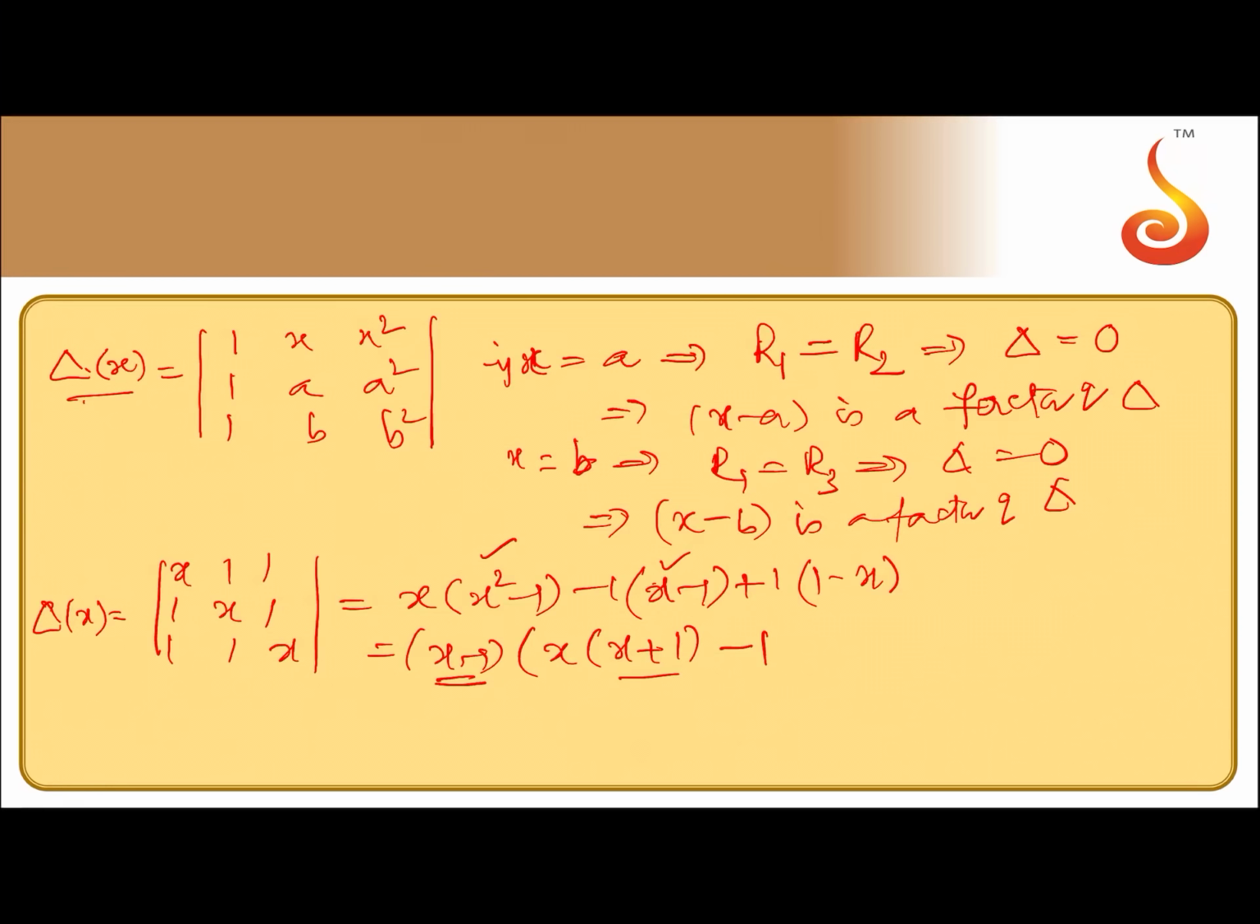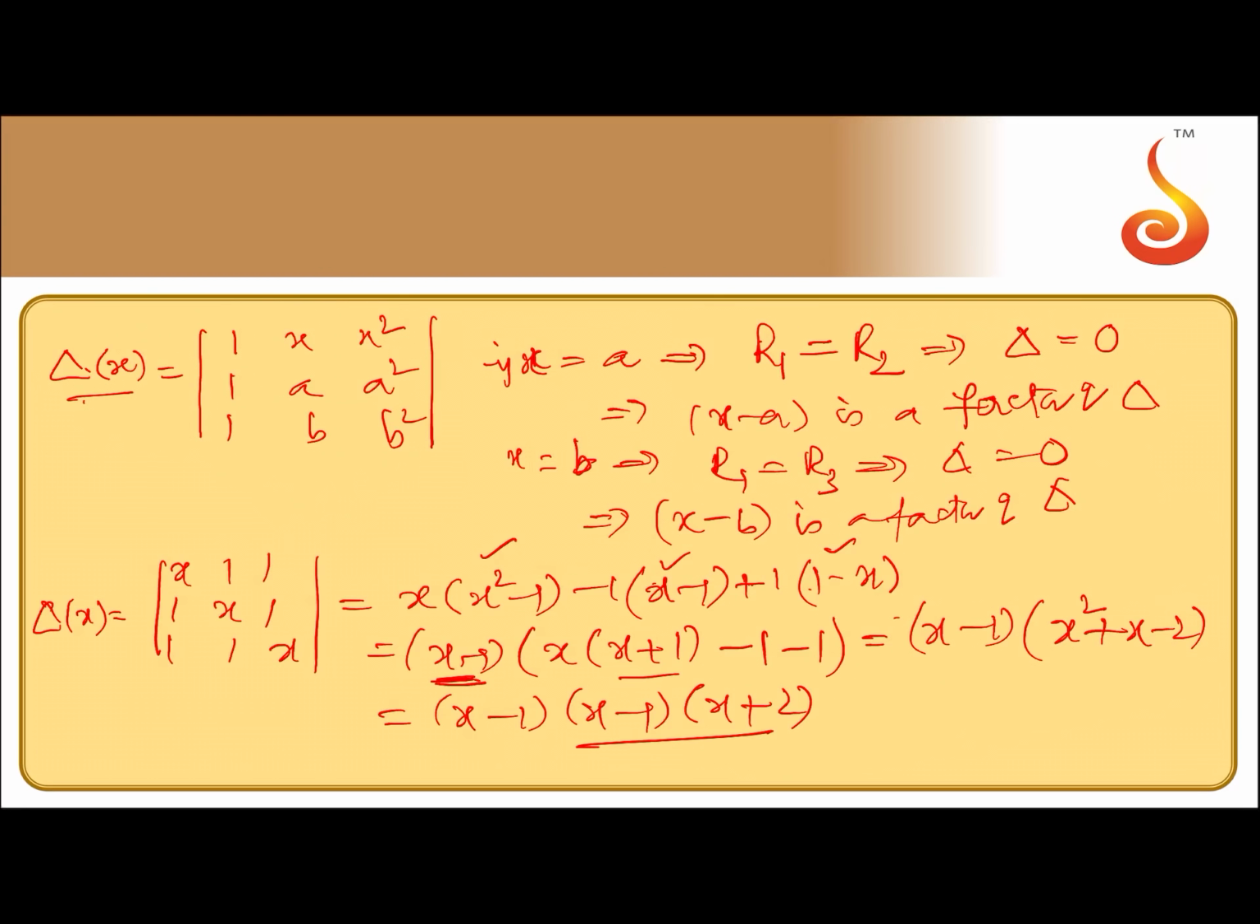Next common factor: if you take x minus 1 as common factor, you get minus 1 here because it is 1 minus x. When you factorize this, it is clearly x square plus x minus 2. On factorizing, you get x minus 1 multiplied by x plus 2. Clearly, you can see that the value of the determinant is nothing but x minus 1 whole square into x plus 2.